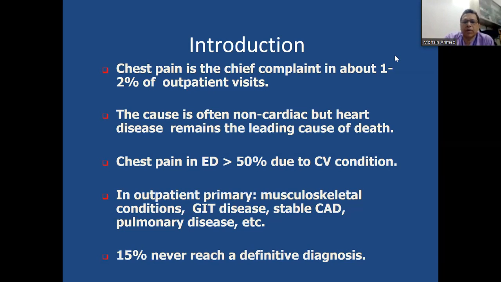In outpatient settings, it is primarily musculoskeletal conditions, GI disease, stable coronary disease, pulmonary disease, sometimes anxiety neurosis. But in almost 50% we never reach a definitive diagnosis. So we should meticulously take the history, do some examination, and use the available investigations.